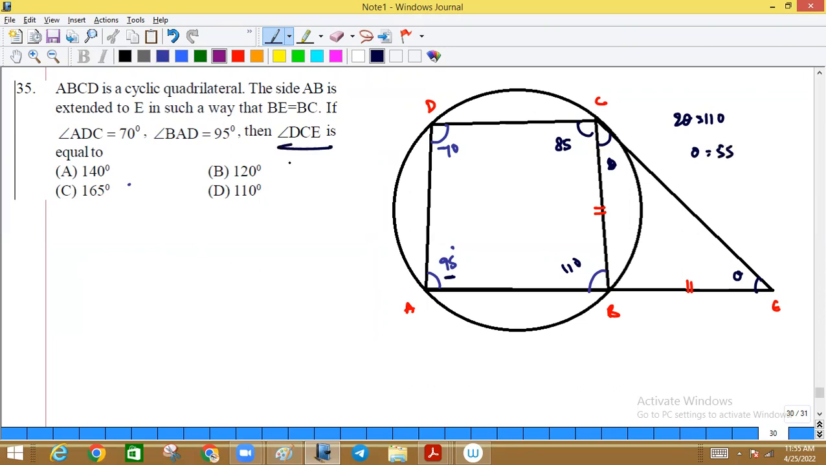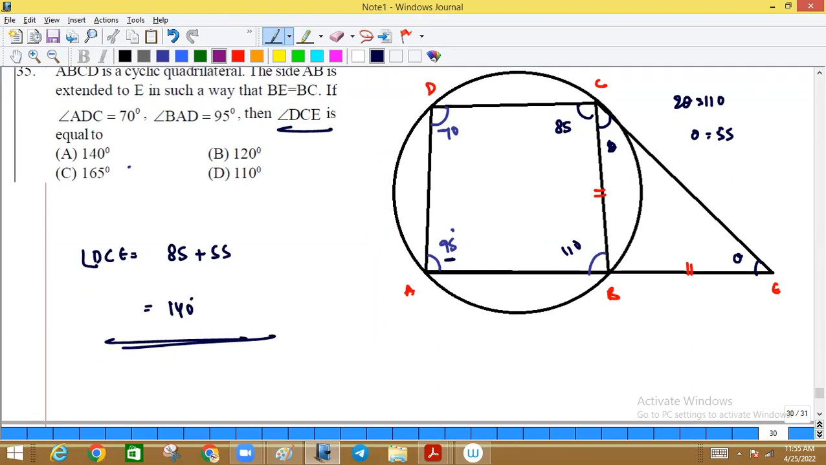And what is it asking you? Angle DCE is asking, that is 85 plus theta. How many degrees is it? 140. So opposite angle sum is 180. So 70 means that is 110. 2 theta is equal to 110, theta is equal to 55. Theta equal to 55 means 55 plus 85, how much is it asking? It is 140.